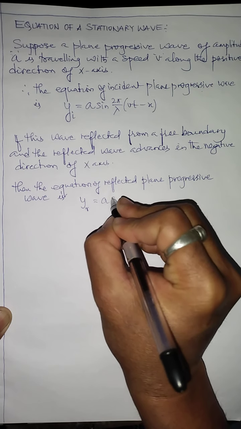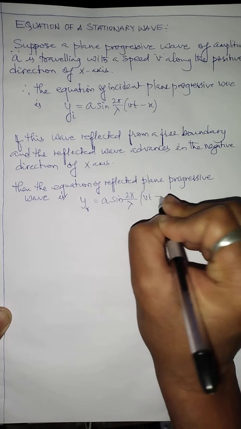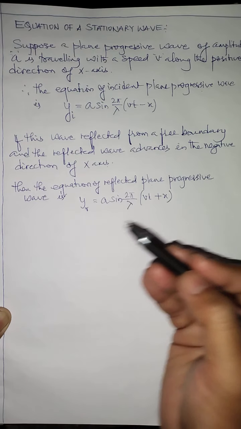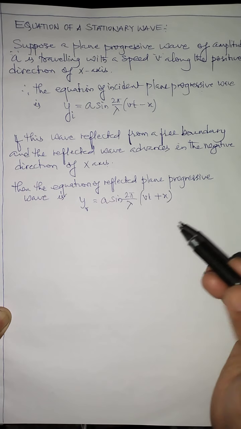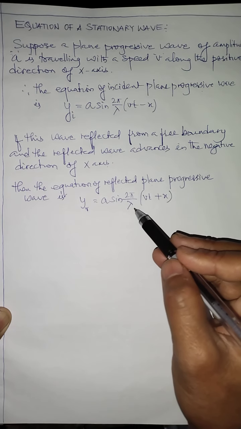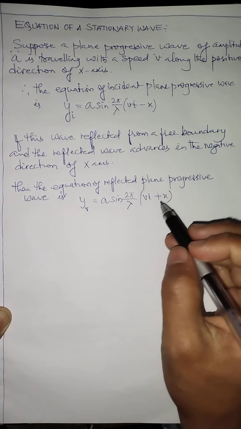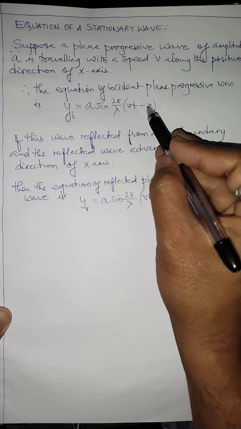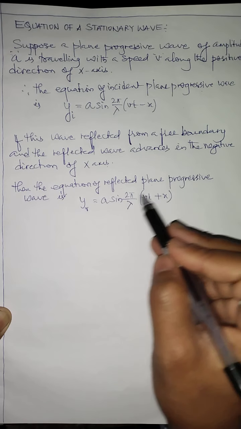So look at it. It will be y_r = a sin (2π/λ)(bt + x). This will be plus x, because when the wave progresses in the negative direction of the x-axis also, the amplitude of the wave remains the same. A progressive wave is such a wave that throughout the motion the amplitude remains the same. The wavelength is also the same, and it travels with the same speed even in the negative direction, that's why I'm putting the plus sign. This is with the negative sign: the wave advancing in the positive direction of the x-axis, and this is the wave advancing in the negative direction of the x-axis.